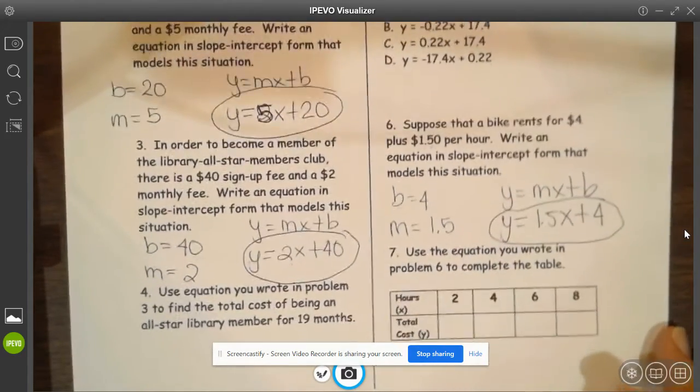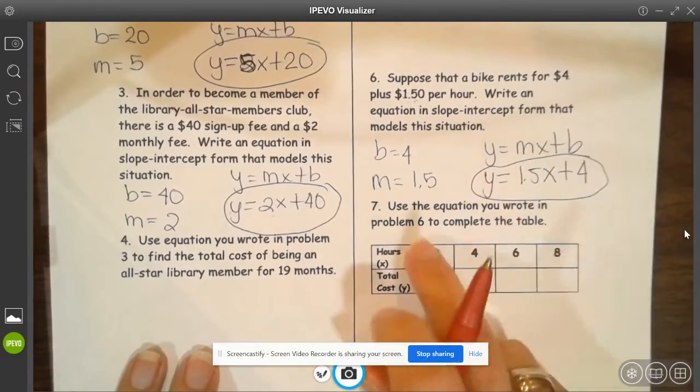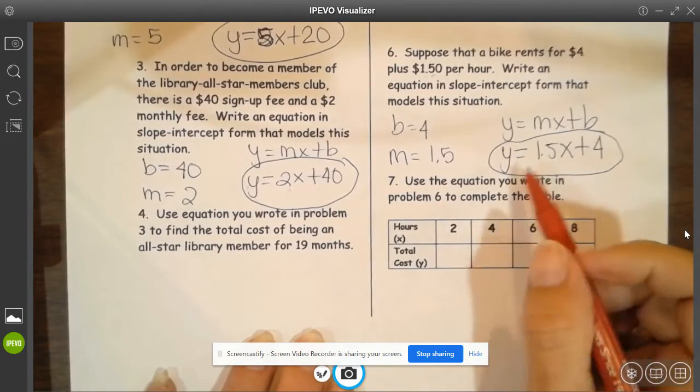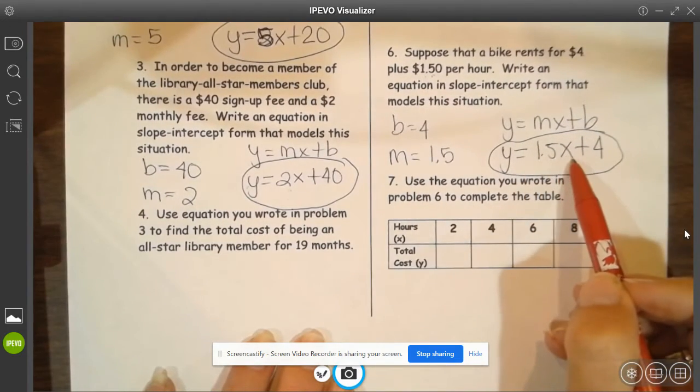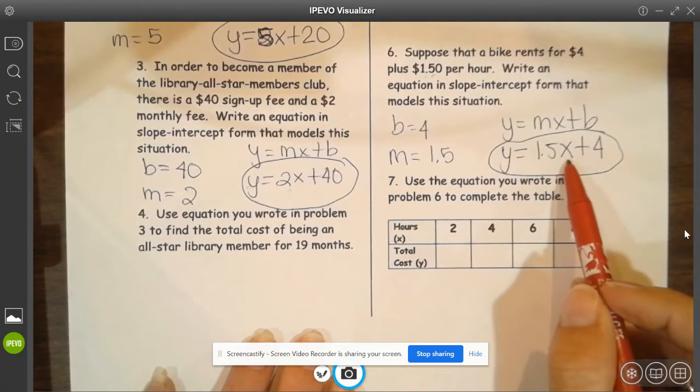All right, so let's do this one. It says, use the equation you wrote in problem 6, this one, to complete the table. Okay, let's do that. Awesome. All right, so remember here, per hour means that our x is the hours. So that's how many hours you're gonna use it.